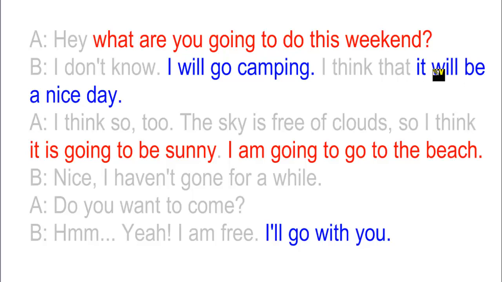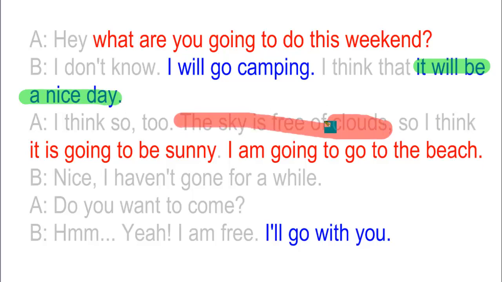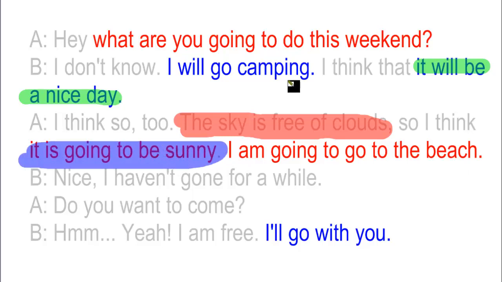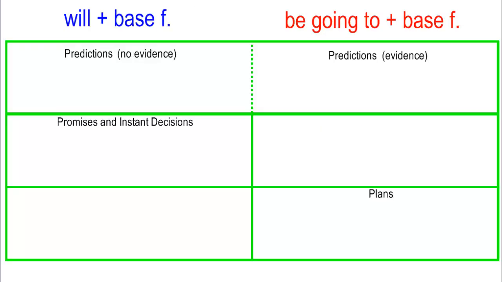In the first case, for example, I don't know, I will go camping. I think that it will be a nice day. I think so too. The sky is free of clouds. Look at this. The sky is free of clouds, so I think it is going to be sunny. So here we have some interesting ideas. You can talk about predictions when you use the future. For example, predictions with will and predictions with be going to. Both of them are essentially similar.